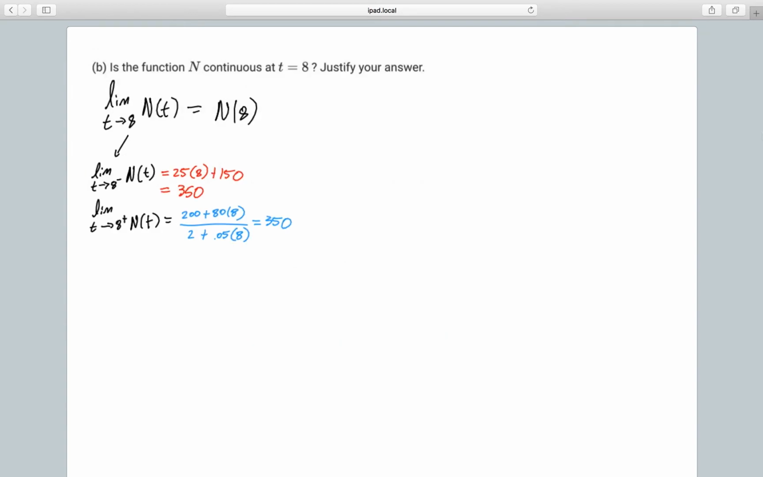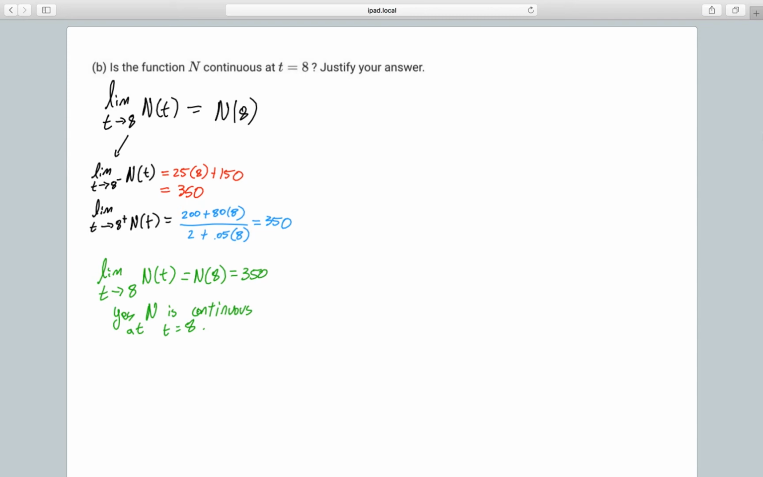So now I can make my final statement, which is that the overall limit as t approaches 8 of n of t does equal n of 8, which they're both equal to 350. So yes, n is continuous at t equals 8.